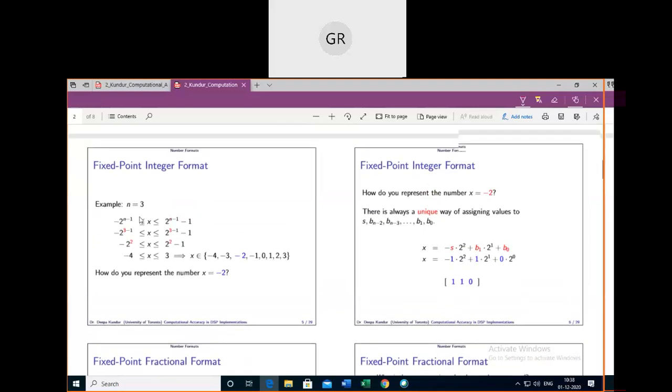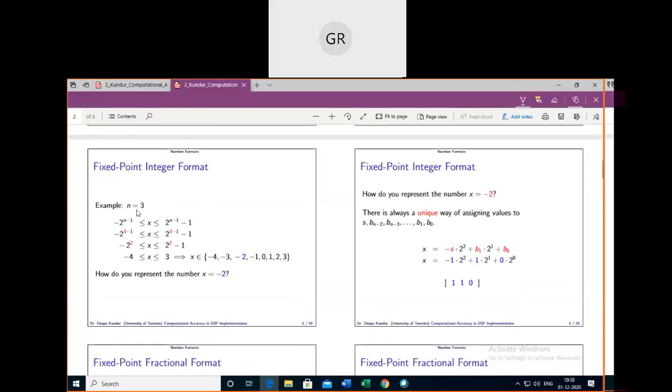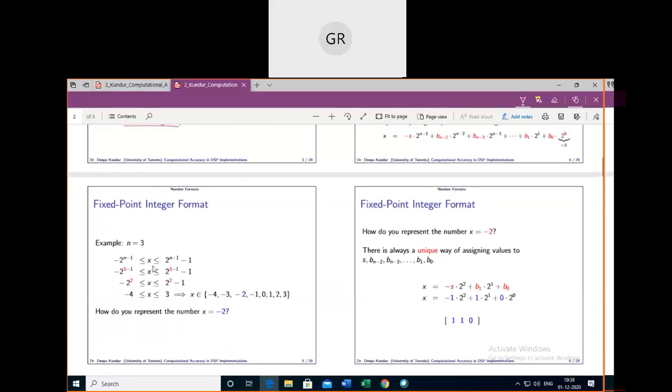They give one example where n equal to 3. N equal to 3 means what is the integer range here? The most negative number is minus 2 raised to n minus 1. The most positive number is 2 raised to n minus 1, minus 1. Substituting, minus 2 raised to 3 minus 1 less than or equal to x less than or equal to 2 raised to 3 minus 1, minus 1. Here we get minus 4 and 3. Then we write minus 4, minus 3, minus 2, minus 1, 0, 1, 2, 3, and so on.